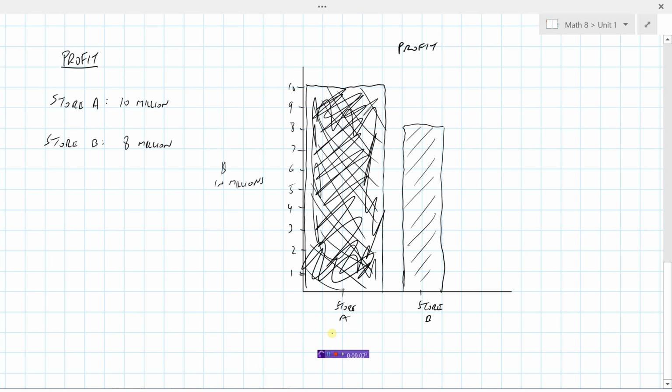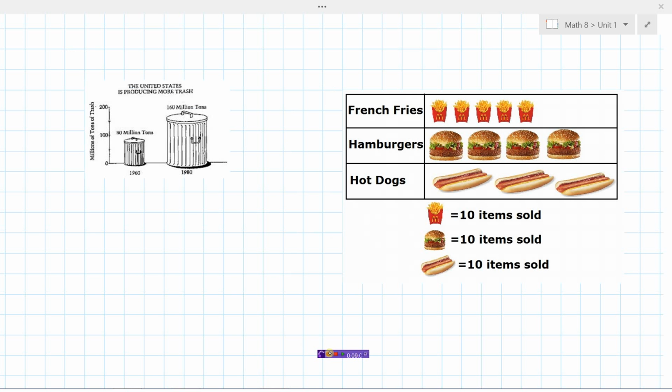I'll show you one other way that we can make things misleading. So here's how we can make some pictographs look misleading. If we look at this graph, it's showing that the United States is producing more trash. So in 1960, there's a garbage can that goes up to 80 million tons. So there's 80 million tons of garbage produced in 1960. In 1980, there was 160 million tons. So the amount of garbage in 1980 compared to 1960 is twice as much.